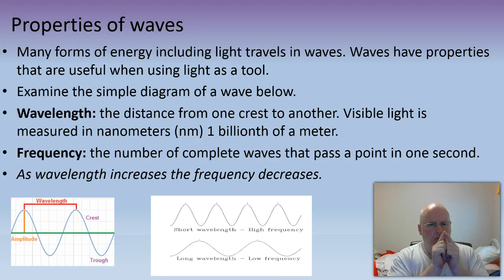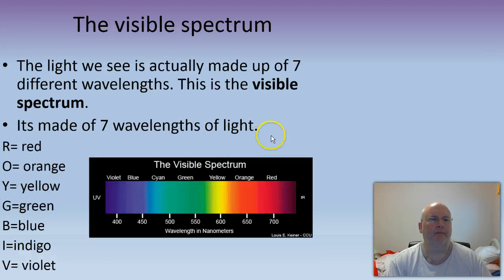And remember that almost all EM energy, electromagnetic energy, radio waves, light waves, moves at the speed of light. So the speed is pretty much constant. So you can get less of these by a given point in 1 second, more of these by a given point in 1 second. Wavelength of visible light is usually measured in nanometers. That's a billionth of a meter.